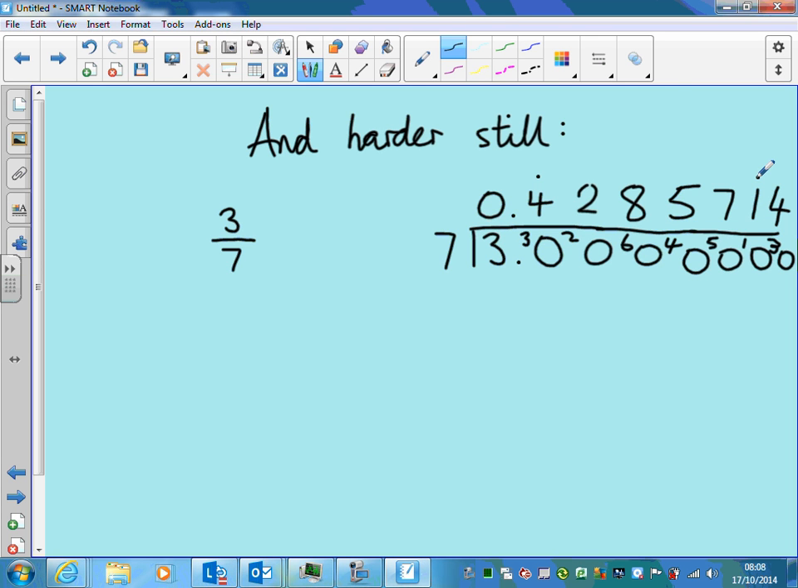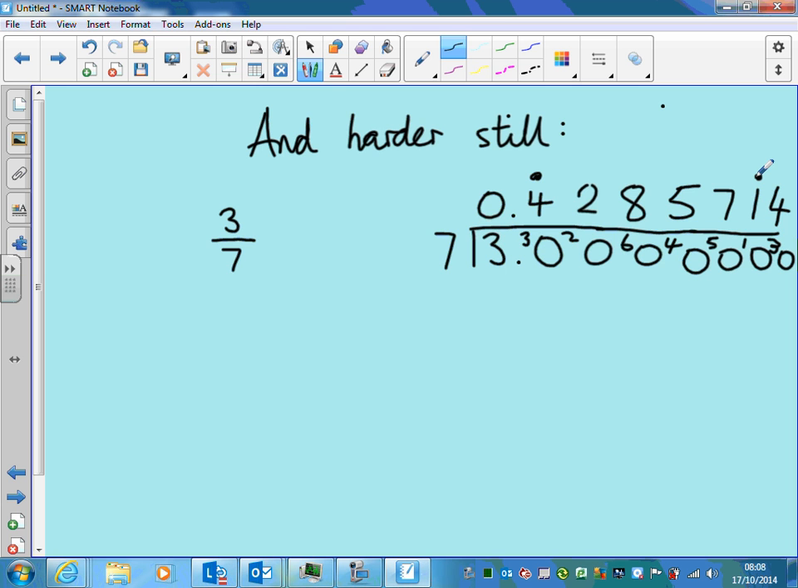So we show recurringness with a dot above the first digit in the sequence that recurs, and a dot above the last digit in the sequence that recurs, no matter how many digits there are in that sequence, and that indicates to the reader that it's a recurring sequence with that many digits in it.